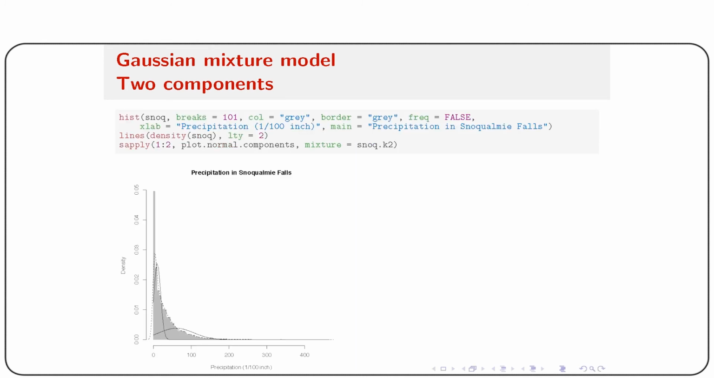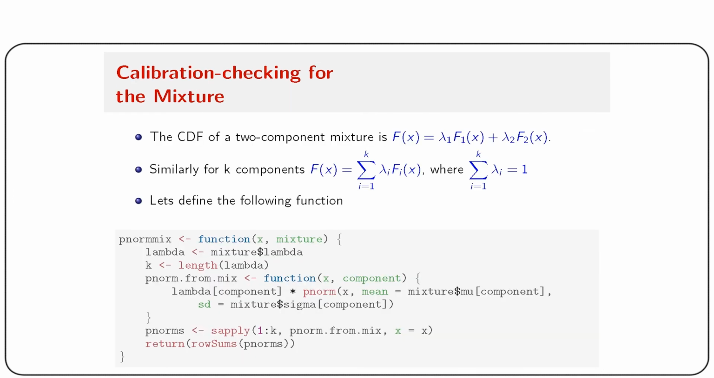So for two components, I am using two components: this is the histogram, then the lines, then the density function, and then the two component mixture model. If you see, the two component mixture model doesn't fit very well. Then we can calibrate whether it is a good fit or not. The CDF of the two component mixture is F(x) = lambda 1 f1(x) + lambda 2 f2(x). Similarly, for k components it is the sum over i equals 1 to k of lambda i f i(x), where the lambdas sum to 1.